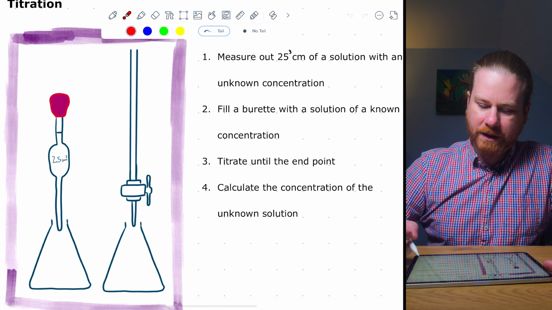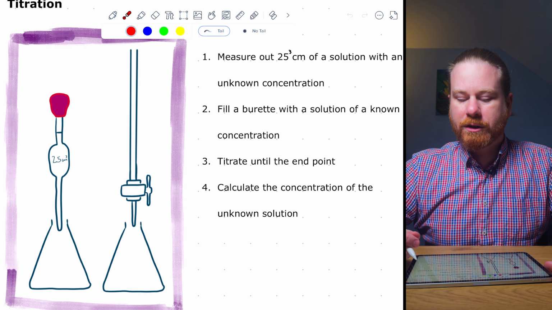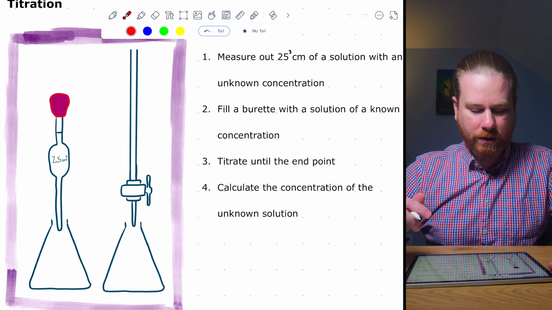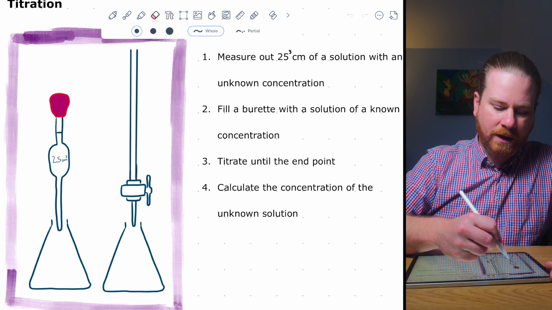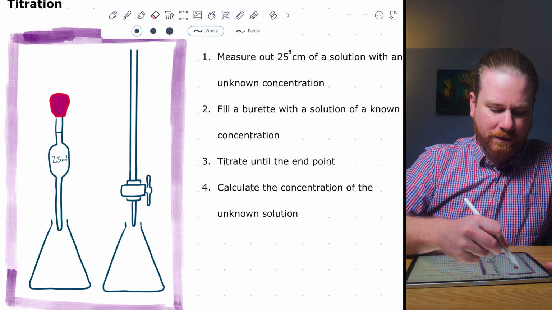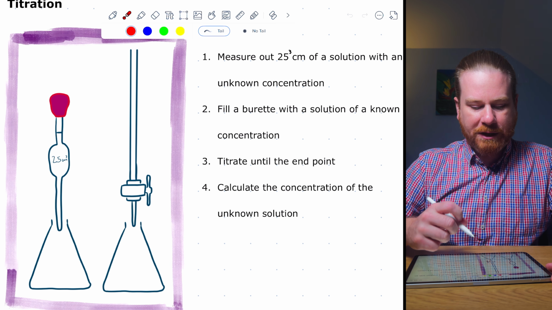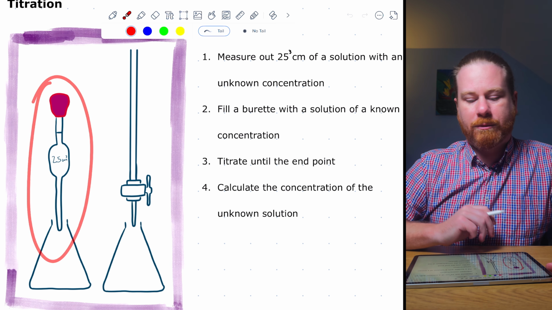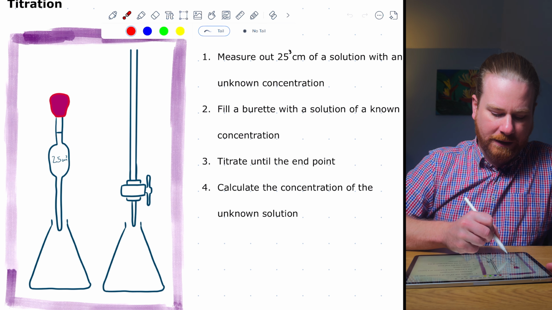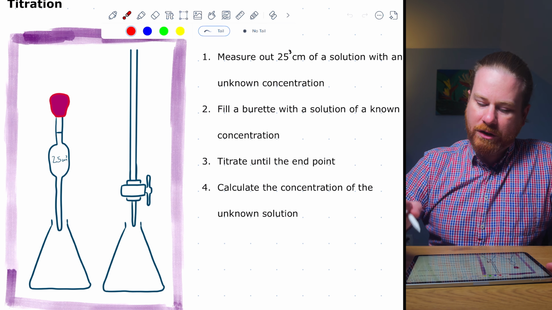So first things first, you're going to measure out 25 centimeters cubed of a solution with an unknown concentration. Just like the volumetric flask, we have our volumetric pipette, and these are very good at measuring out volumes very accurately. So your unknown solution is getting measured out using the pipette, and then that is going to go into a conical flask. Then you're going to fill a burette.